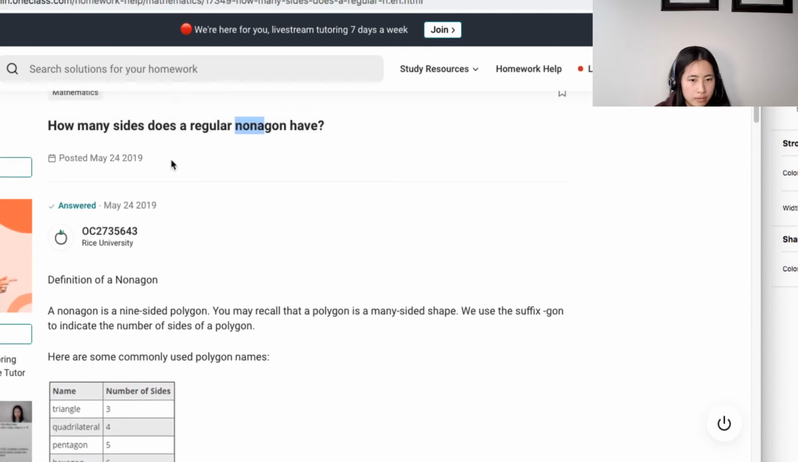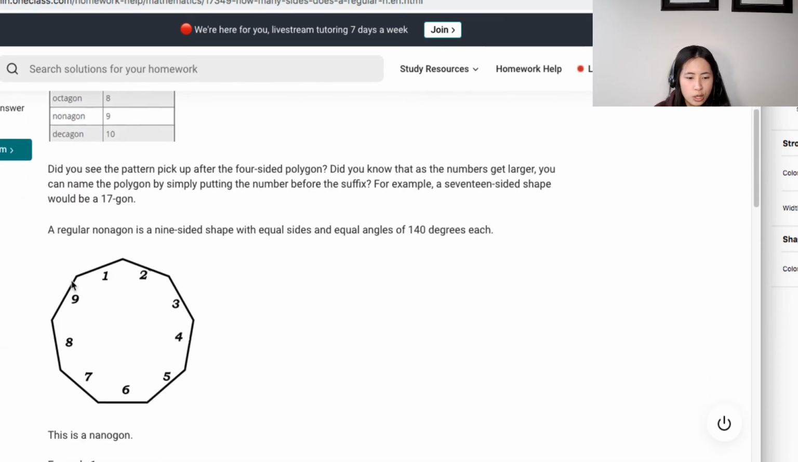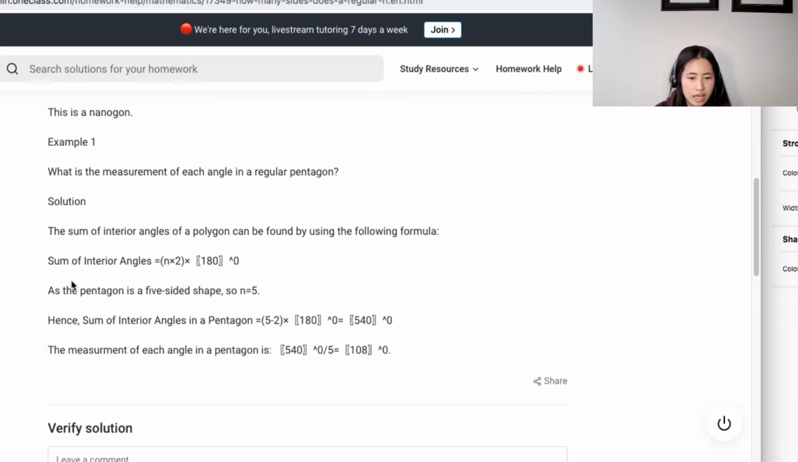And let's see. Because they're only asking you how many sides, it's pretty much just 9, right? And that's it. So yeah, it's right.